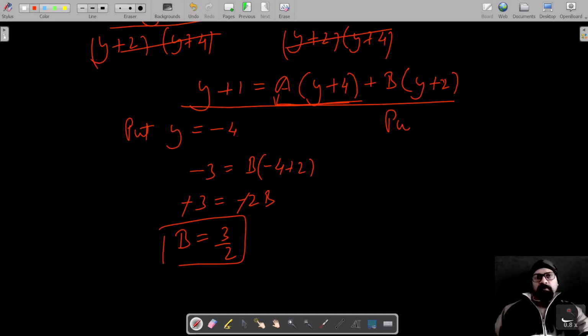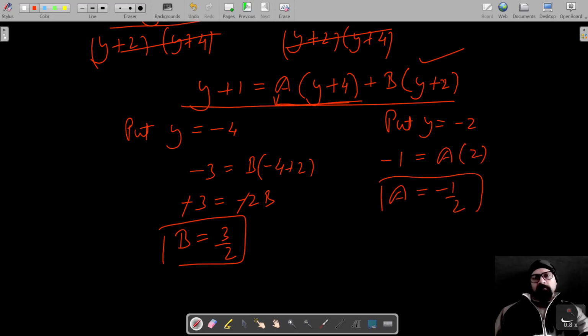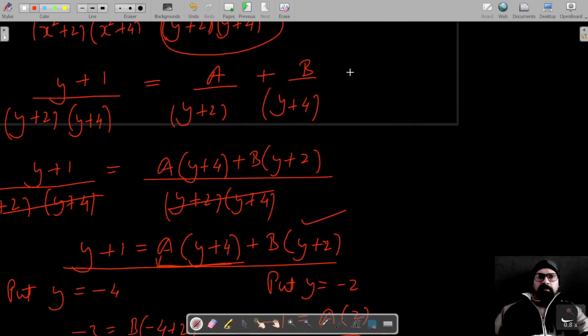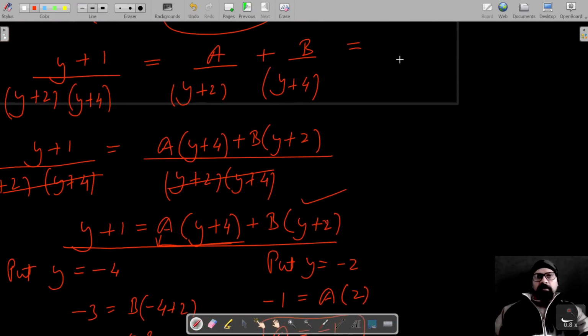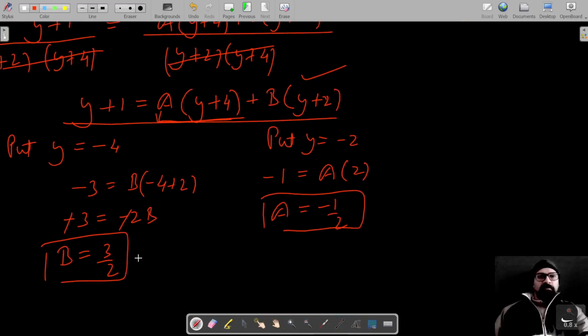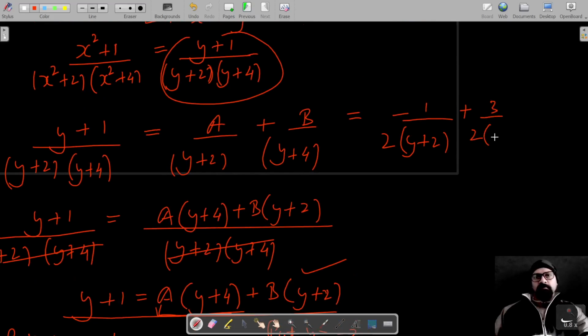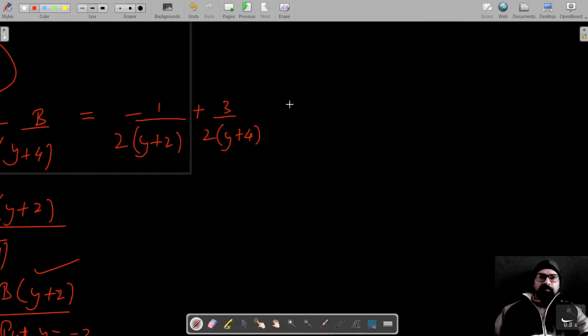Similarly, if I put y is equal to negative 2 in this equation, I get negative 2 plus 1, which is negative 1, and this is a into negative 2 plus 4, which is 2. So a is equal to negative half. That means this becomes negative half upon y plus 2 plus 3 by 2 upon y plus 4, and let's resubstitute the value of y, which is x squared: negative half upon x squared plus 2 plus 3 by 2 into x squared plus 4.